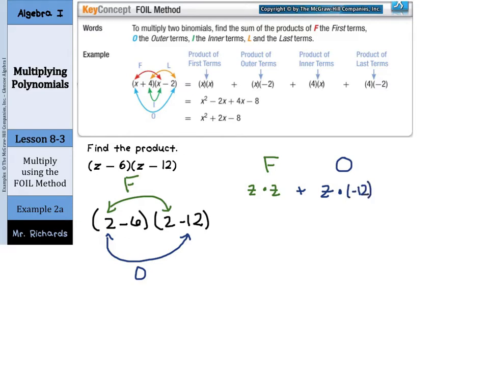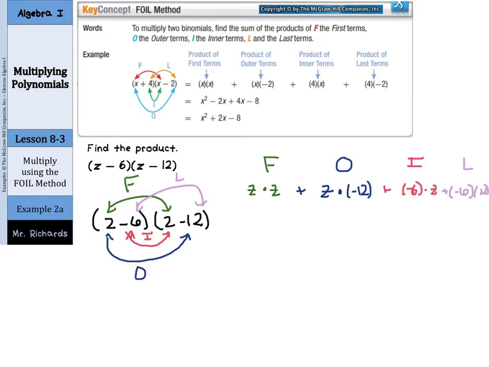And then from there, we'll have our inner, which is simply this negative 6 times z, that's our inner. So plus negative 6 times z. And then lastly, no pun intended, we have our last. So for our last, we'll have negative 6 times negative 12.